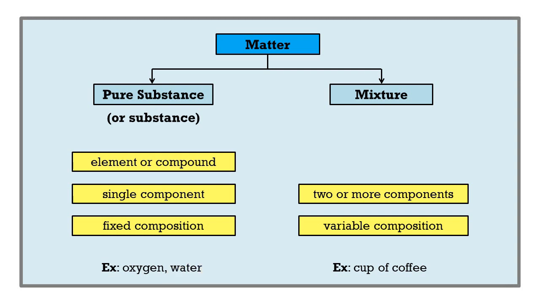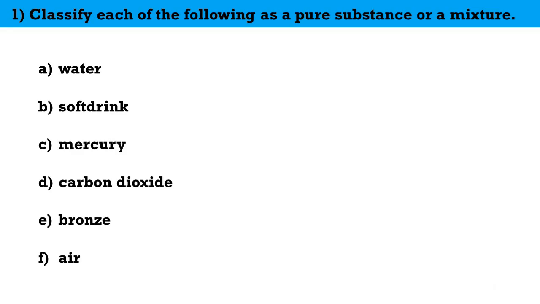Ang ibig sabihin naman ng variable composition is that yung composition niya ay nagbabago. For example, sa cup of coffee, pwede kang mag-add ng kaunti or maraming sugar or pwede mong dagdagan ng tubig yung kape depende sa'yo. Now let's go back to the problem. Classify each of the following as a pure substance or a mixture.